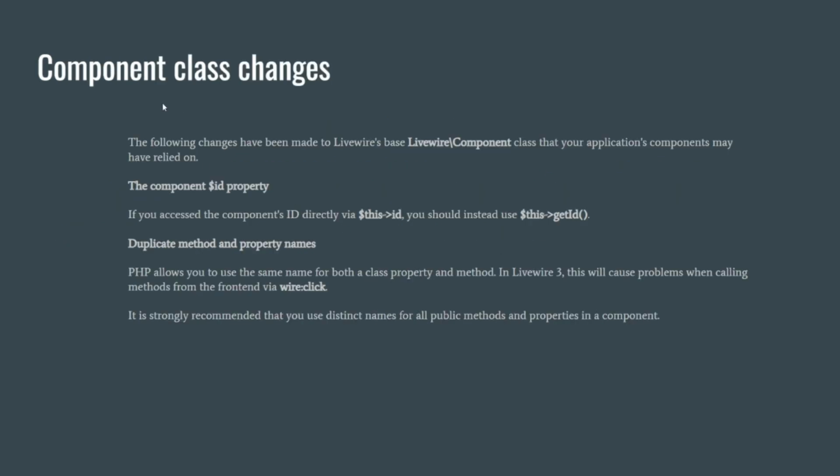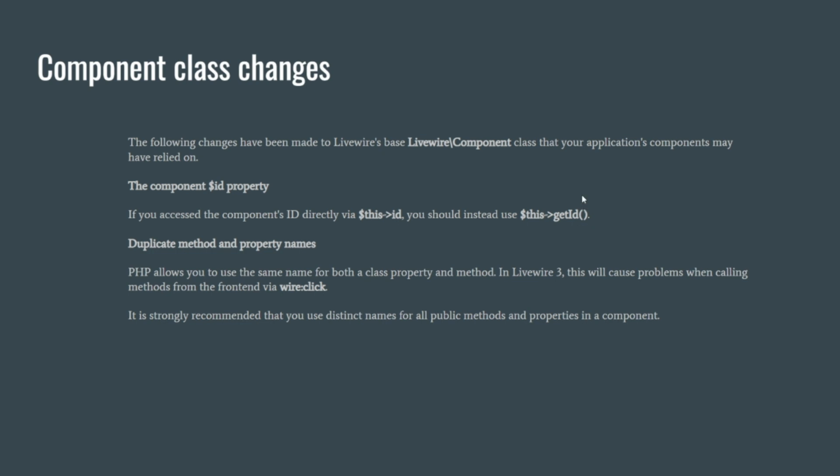The other changes are component class changes. What actually changed here is the component ID property. If you access the ID property like this, previously we would access the ID for the particular Livewire component using $this->id, which has been replaced with the $this->getId() method.